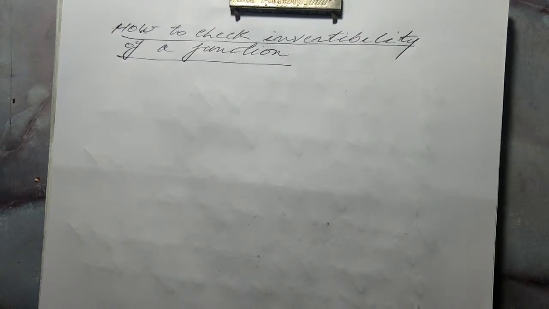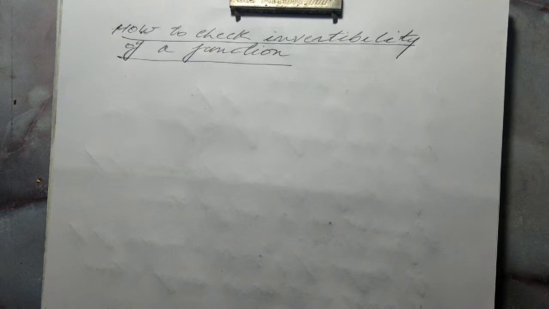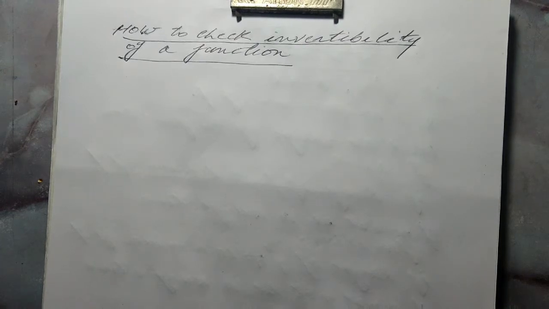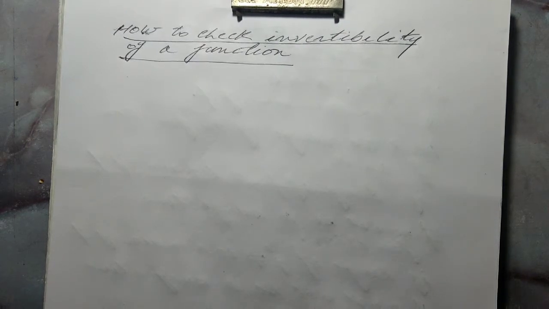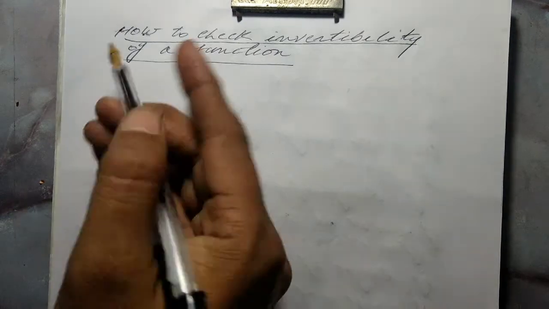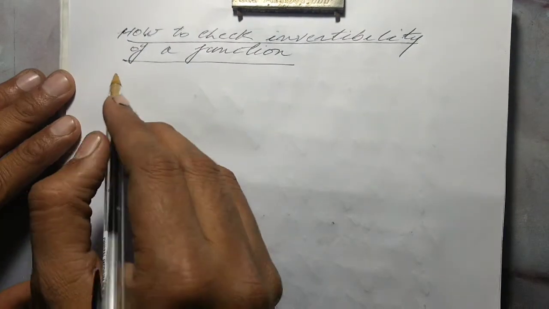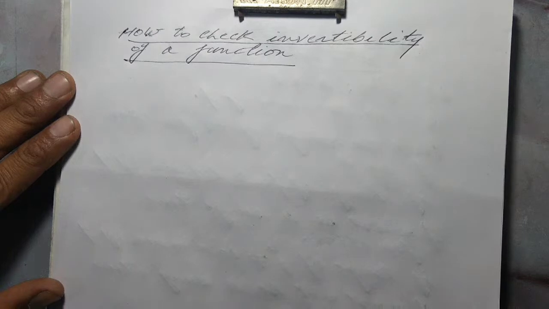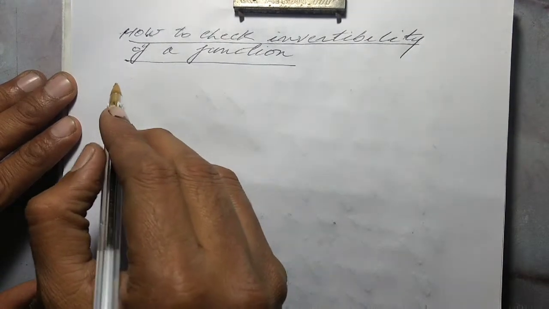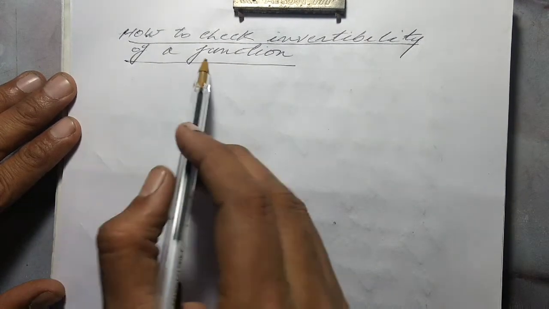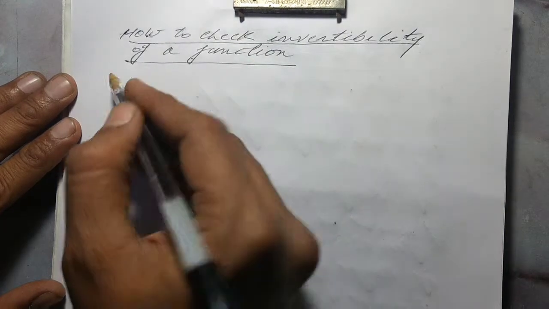Now here in this video we are going to discuss how to check invertibility of a function. That is, to check whether a function has inverse or not. So the simplest algorithm to check the invertibility of a function is that we have to check whether the function is a bijection or not.